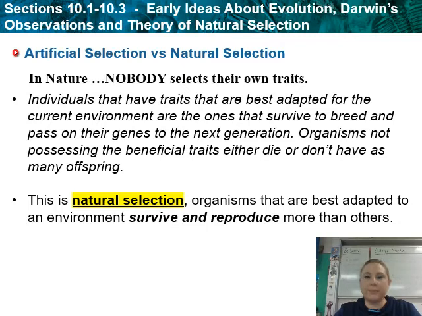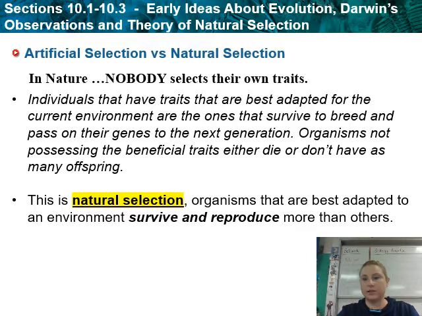Individuals that have traits that are best adapted for the current environment are the ones that live to survive and pass on their genes to the next generation. Organisms that don't have great adaptations will not survive and not pass on their genes. So this is called natural selection. Organisms that are best adapted to an environment survive and reproduce more than others, passing on their genes.